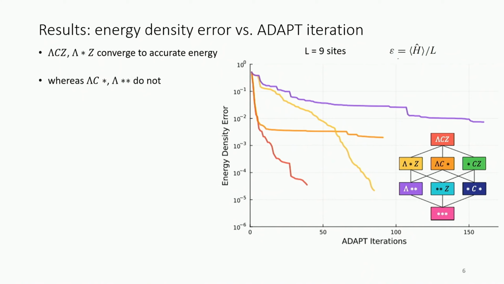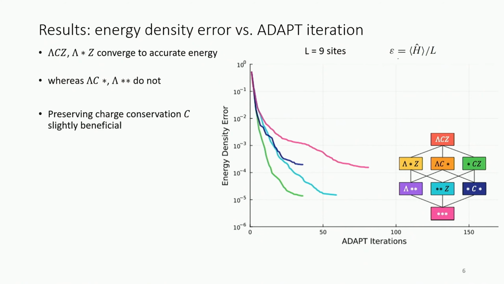Now let's think about the charge conservation next. So I want you to look at the dark blue curve versus the pink curve. So this consists of a pair of pools that preserve the charge conservation, which is the dark blue, and the pink, which relaxes the charge conservation. So we can see that both of them achieve very similar energy errors at the end, but they take a different number of iterations to converge to similar energies.